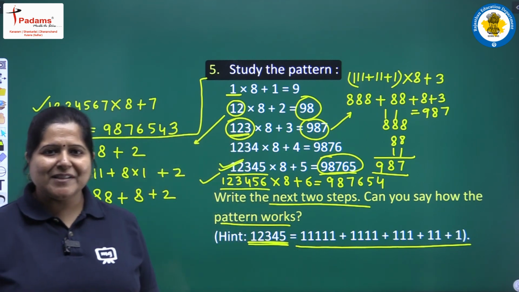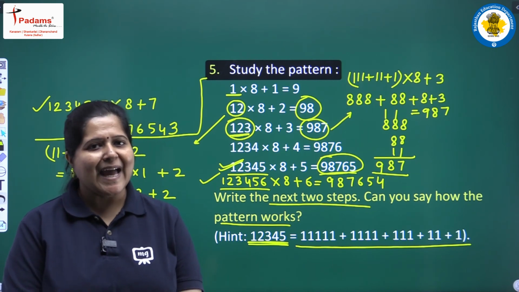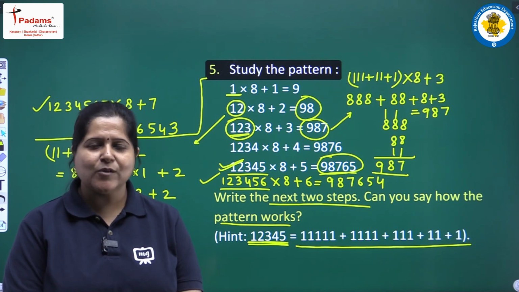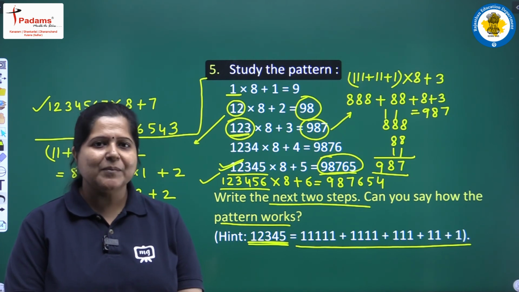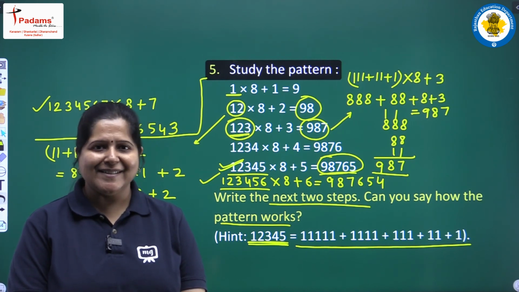I hope it is very much clear to you. So with this, your exercise 2.3 is complete and so your chapter 2 is also complete. Now you can practice all these questions and try to make up your own questions and solve them using these properties and patterns. Thank you.